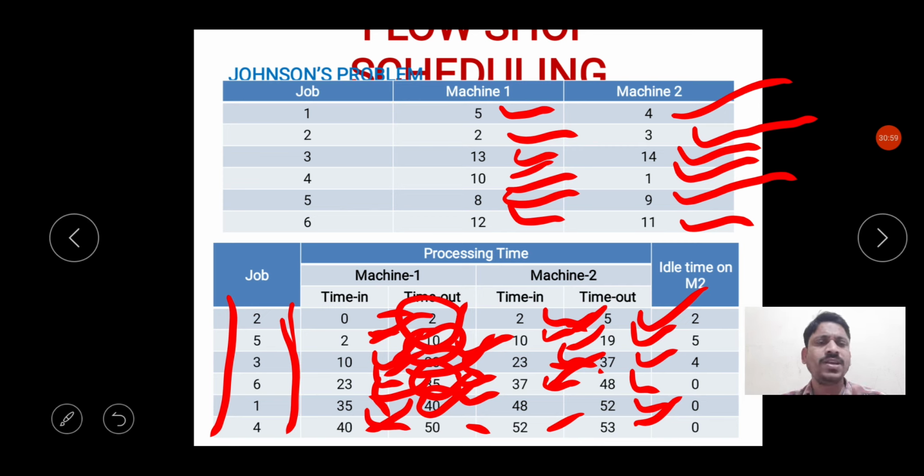Right, so the same calculations we did for machine 1 and machine 2, we got the same things. Here one more thing is to be found, that is idle time. Idle time on machine 2. On machine 1 it is very simple, right? The last processing time, here it is 50, here it is 53. So 3 hours is the idle time for machine 1.